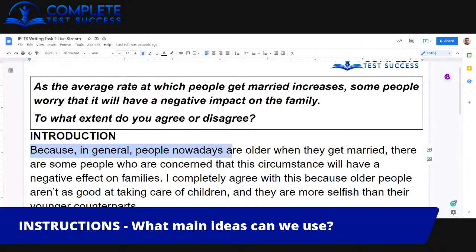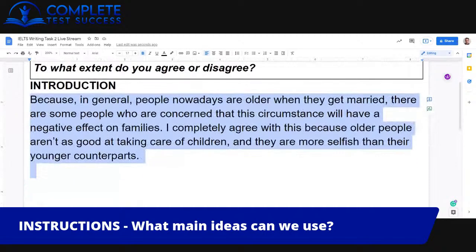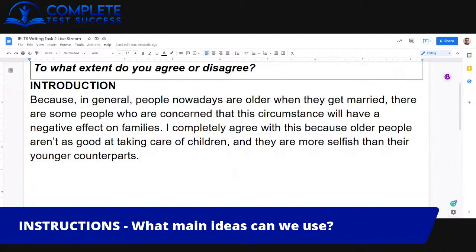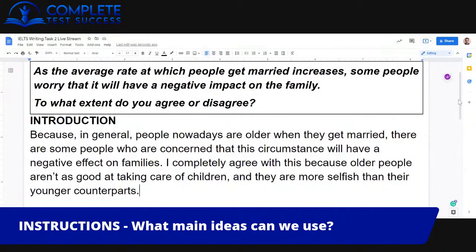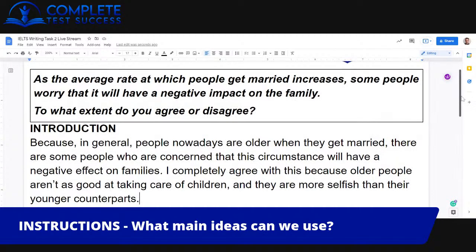Because in general, people nowadays are older when they get married, there are some people who are concerned that this circumstance will have a negative effect on families. I completely agree with this because older people aren't as good at taking care of children and they are more selfish than their younger counterparts. Now, I personally don't believe this whatsoever, but those are two relevant and specific main ideas, so I chose those for my answer. So what I want you to do is write the body paragraph.